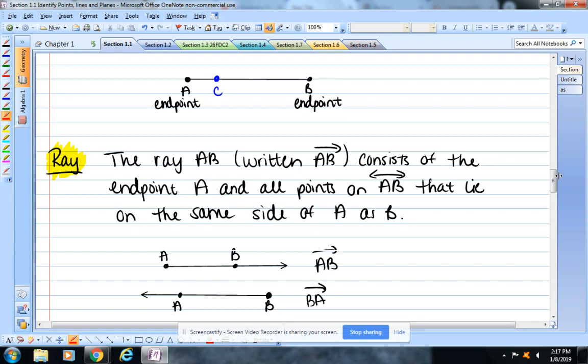Okay, on this one, it does matter the order of the letters. The part that does not have the arrow is the endpoint. Okay, the letter that does not have the arrow is the endpoint. So this first picture, it starts at A and it goes through B and it keeps on going. Okay, so the endpoint is at point A.